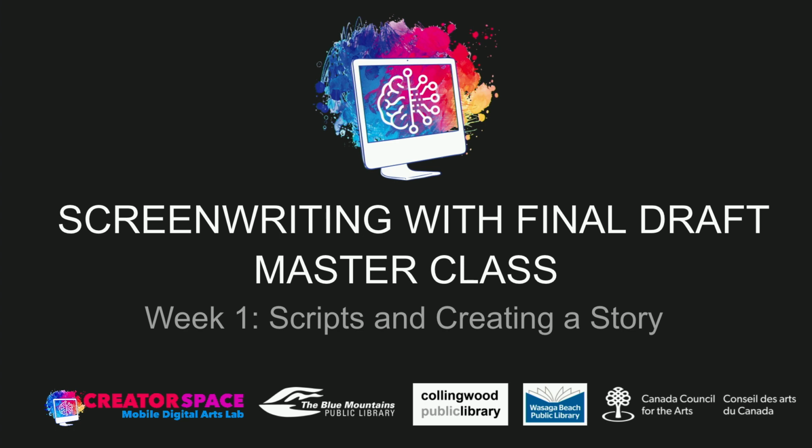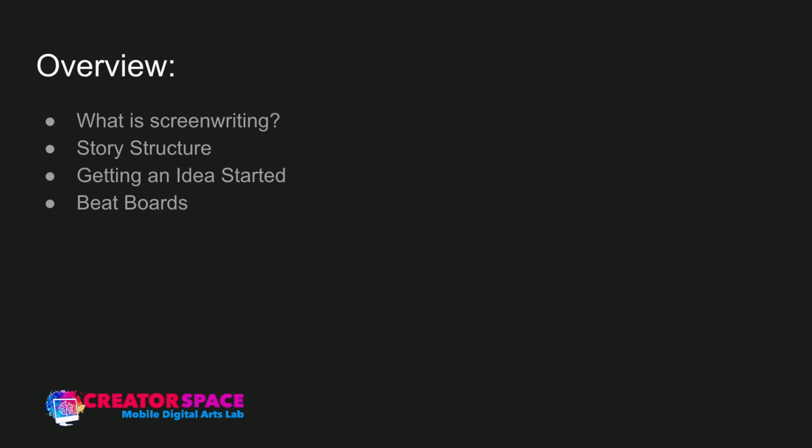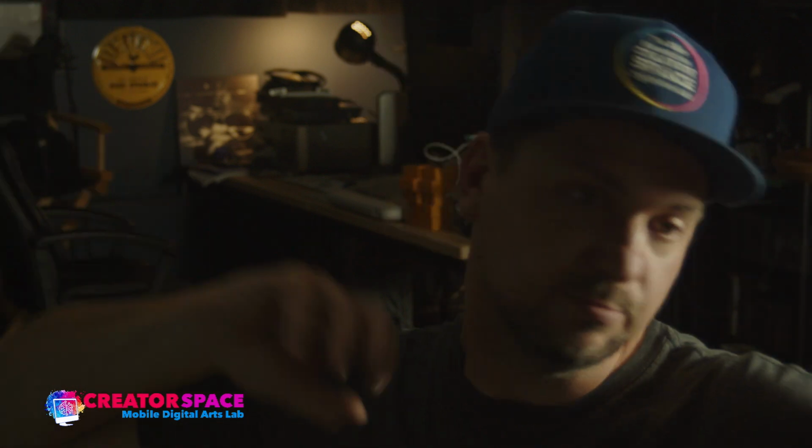So in terms of what we're going to look at today, we're going to look at what is screenwriting. We're going to look at story structure, getting an idea started, and beat boards and what that means and how we can get going in Final Draft. And it's really a great piece of software because what traditionally would have been done on a wall or a whiteboard, putting all your ideas and concepts out, you can now achieve in the software. And it has a very similar intuitive approach that's really organic and easy to access.